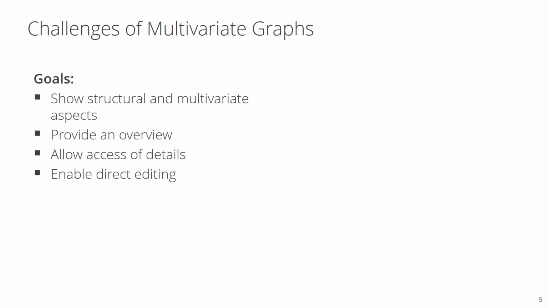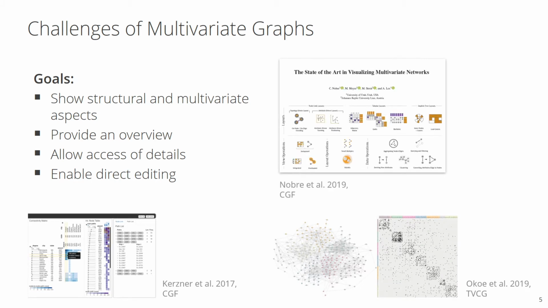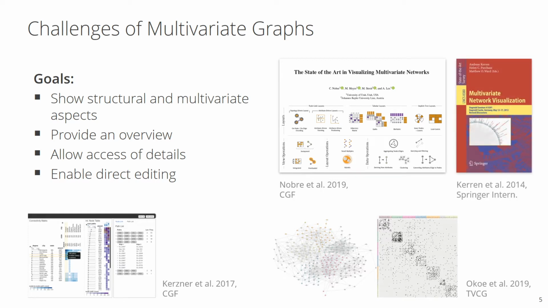Of course, we are not the first that aim to address these challenges. There's a notable body of work on how to visualize multivariate networks out there. Here, Nobre et al.'s recent state-of-the-art article or Kerren and colleagues' book provide good overviews. However, the existing solutions are often optimized for one certain aspect, for example, showing the structure, or the multivariate aspects, or revealing the specifics of one particular dataset.